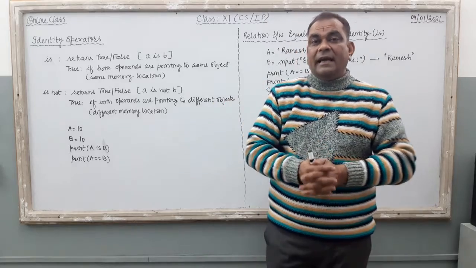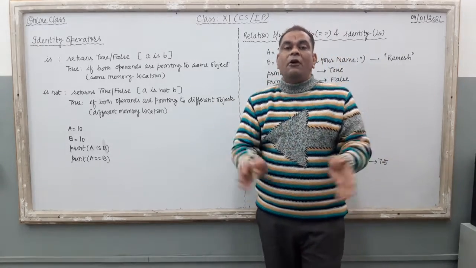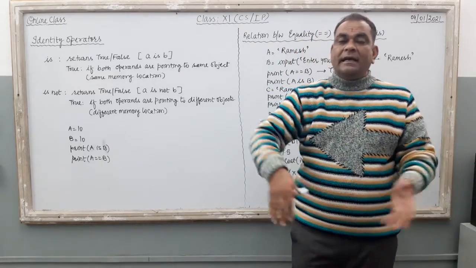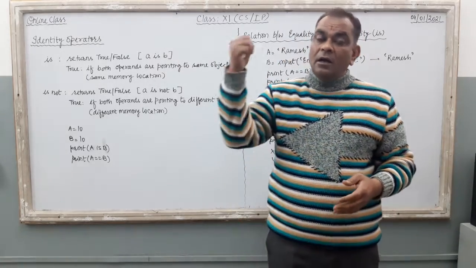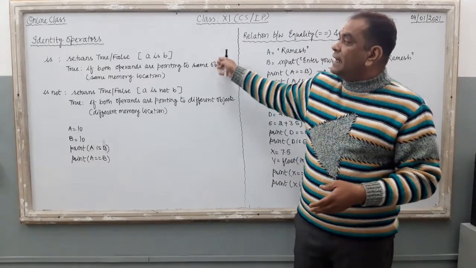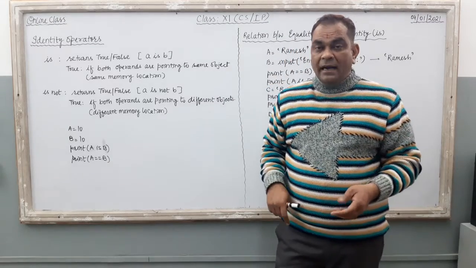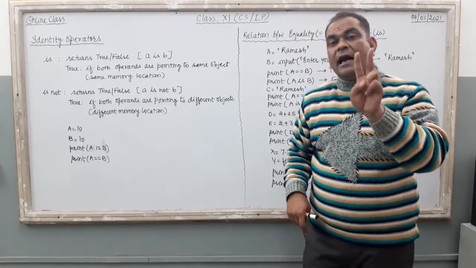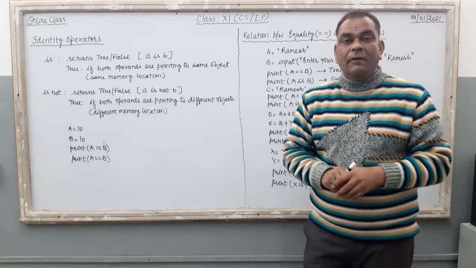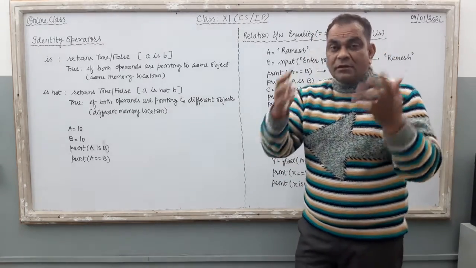Here you just see Python has a bulk of operators. Arithmetical operators are there, relational operators are there, logical operators are there, assignment operators are there, and here is the new concept: identity operators. Right, there are two different identity operators in Python. What are the operators and what are the uses of these operators?